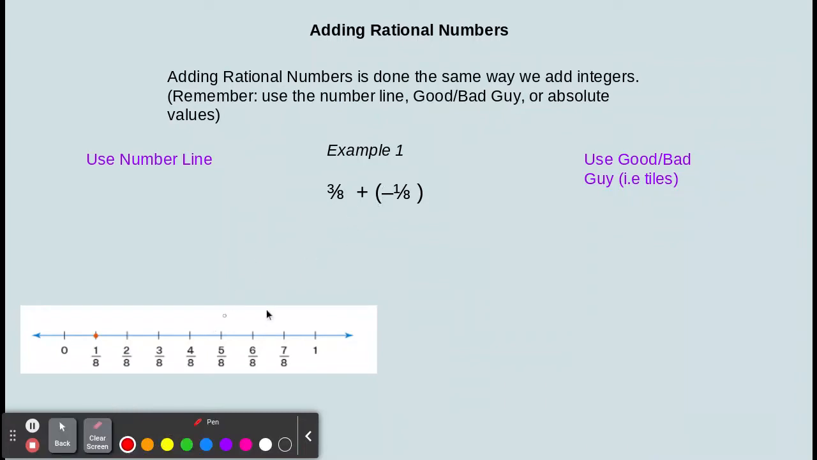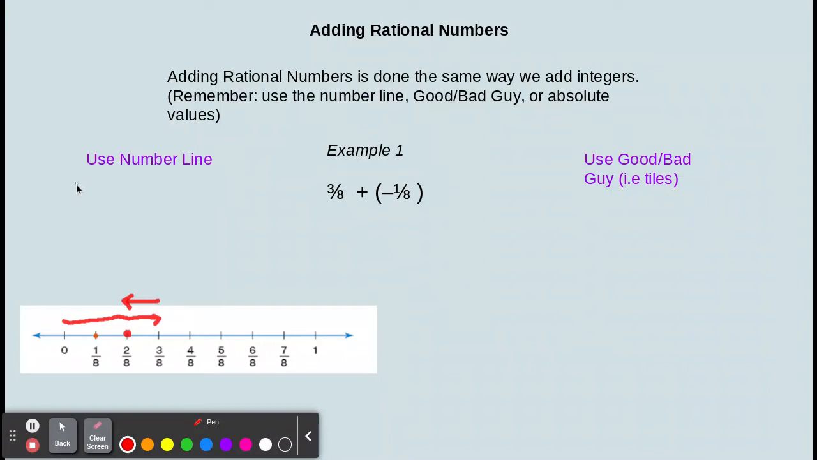Remember, we start out at 0. It says positive 3/8, so we move a positive 3/8 distance: 1, 2, 3. Now we're going to add a negative 1/8. That means we move 1/8 in the negative direction, and we start where we last left off. So we go here, and where we end up is our answer.